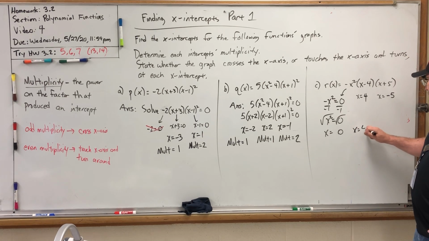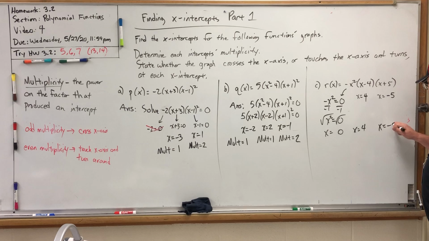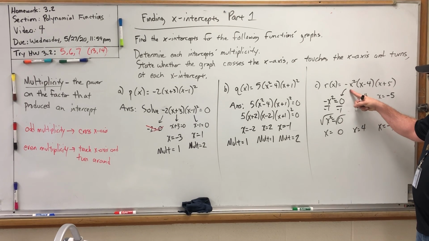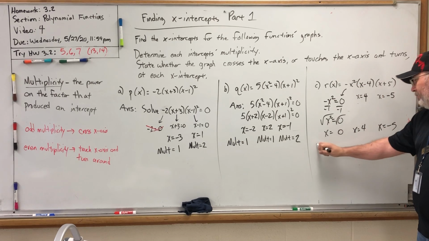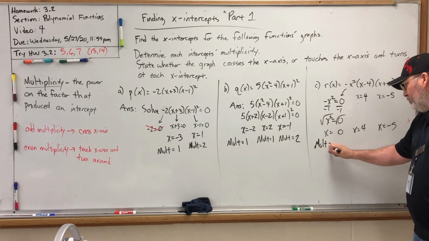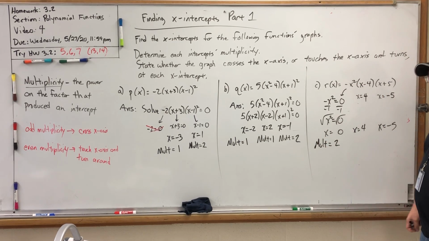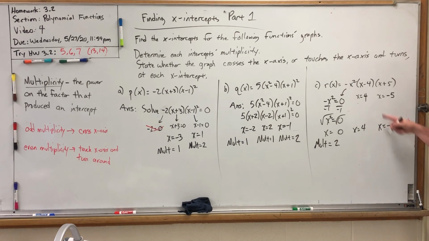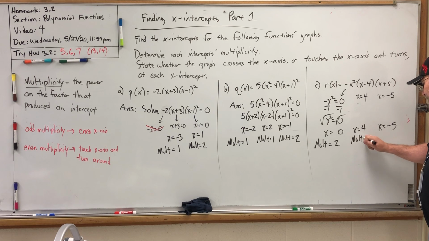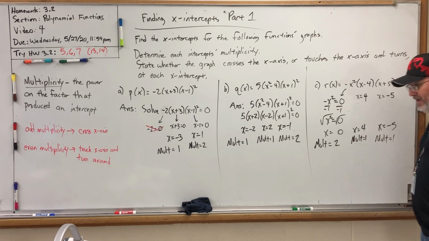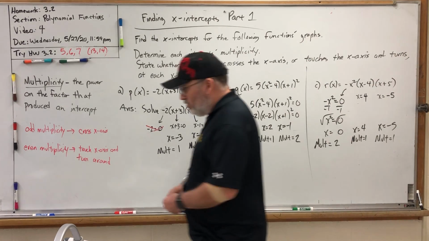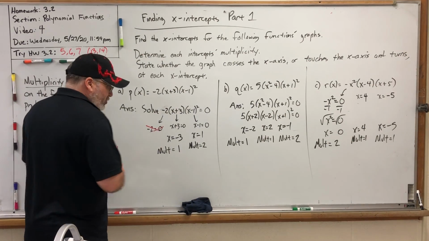Let me bring down these other x-intercepts. And what are their multiplicities? Well, the 0 came from this factor whose power was, excuse me, whose power was 2. So the multiplicity of that x-intercept is 2. Each of these came from factors whose implied power was 1. So each of these multiplicities is 1. So multiplicity is an easy question to answer if you know where to look. You just look on the power that gave you that x-intercept.